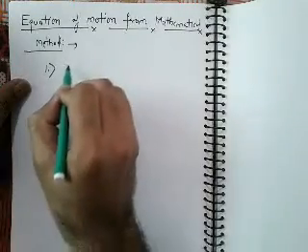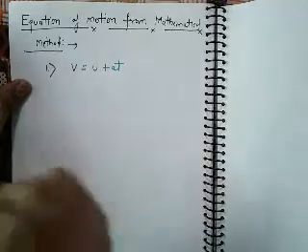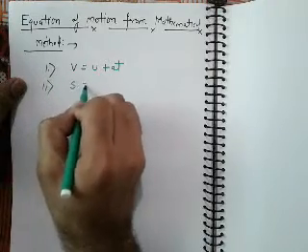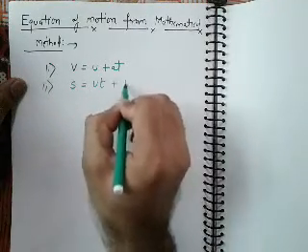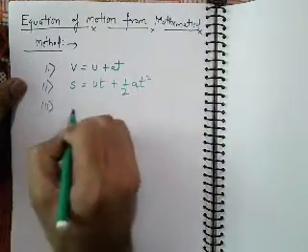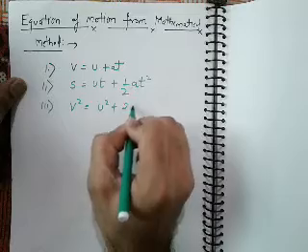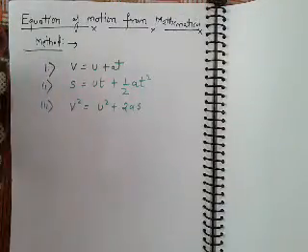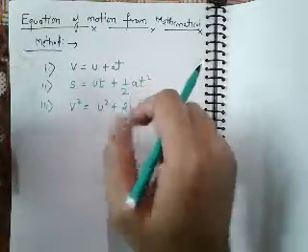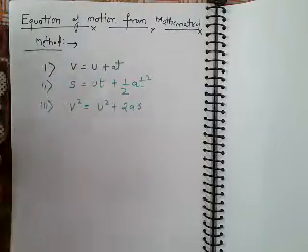The equations of motion are: the first one is v is equal to u plus at. This is the first equation of motion. The second one is s is equal to ut plus 1/2 a t square. And the third one is v square is equal to u square plus 2as. The first is first, the second is second, and the third is third. You can't interchange these equations of motion with one another.